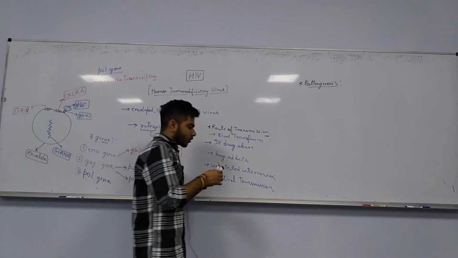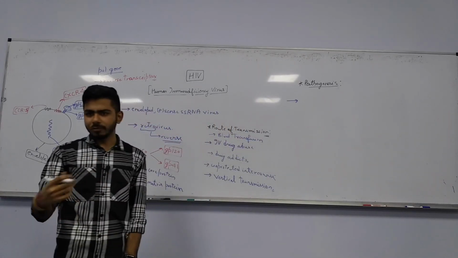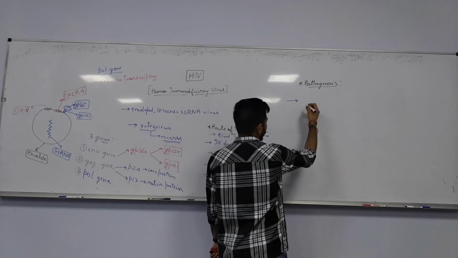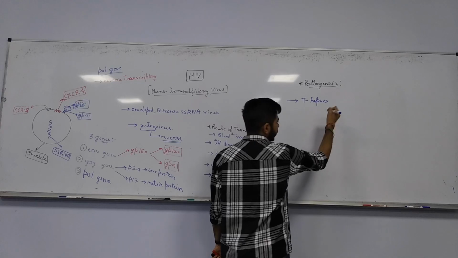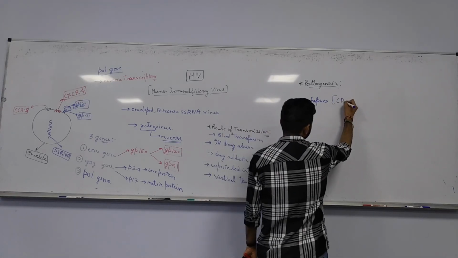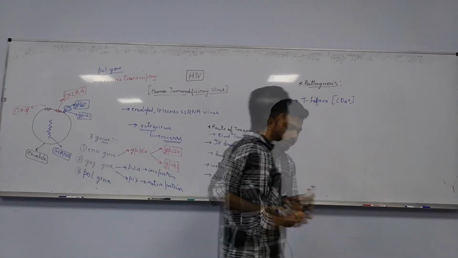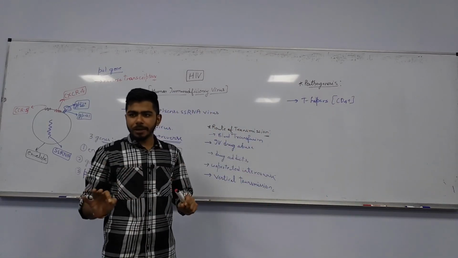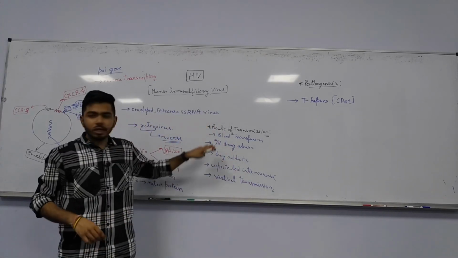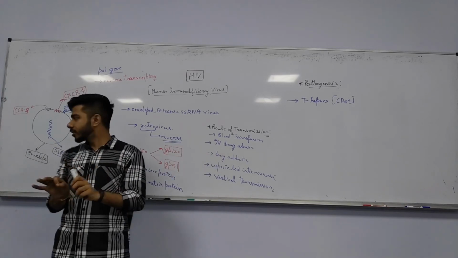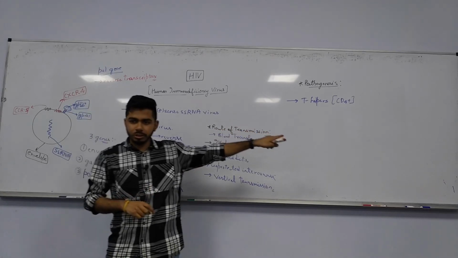Okay, fine. Pathogenesis: the favorite place of the HIV virus inside your body is the T helpers. T helpers are the CD4 plus cells, CD4 T cells. What will happen? The virus will enter the body through these routes of transmission. The virus will affect which cell? The immune system's CD4 T cells.